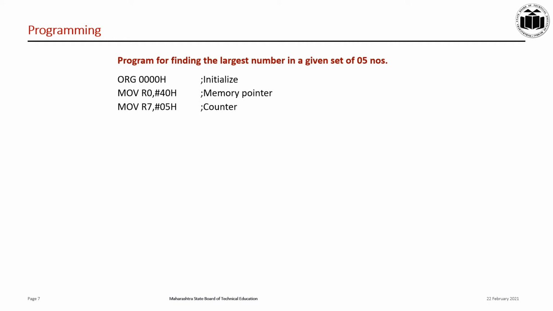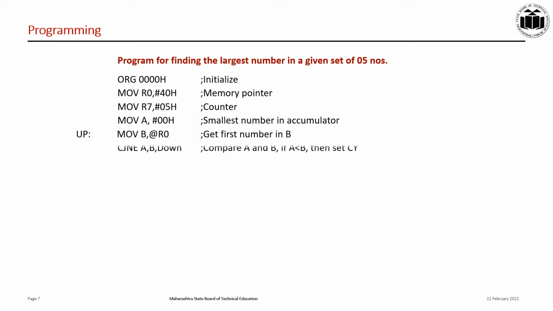For finding the largest number, we will first store the smallest value in accumulator and then compare the given data with accumulator. MOV A, #00H, MOV B, @R0. We will get the first number in register B by using this instruction. Then we will compare the content of accumulator with the register B.